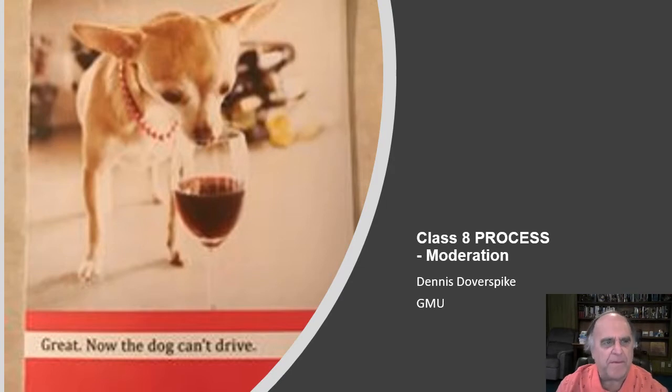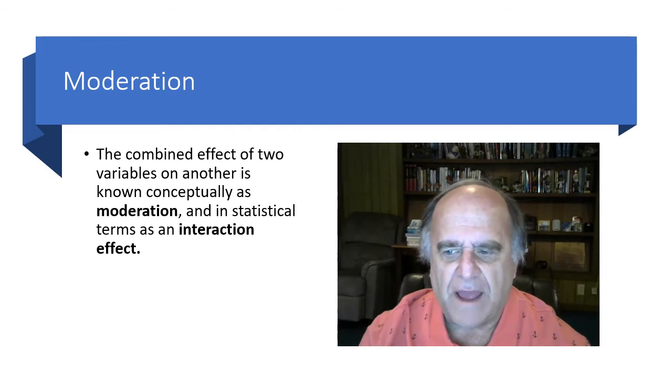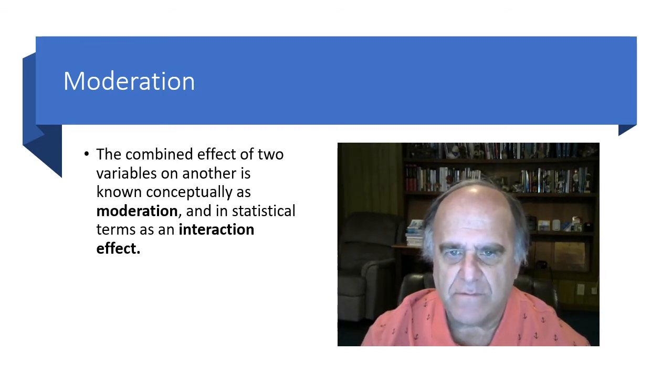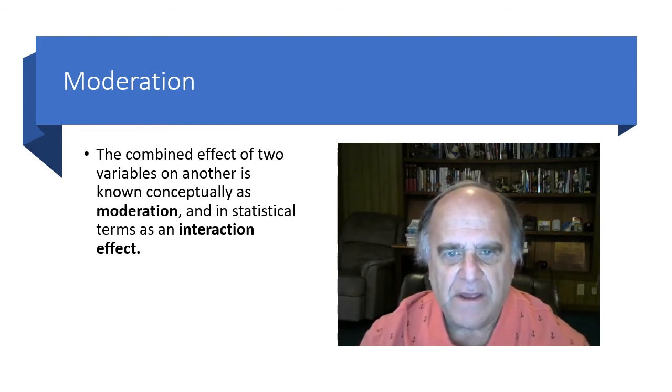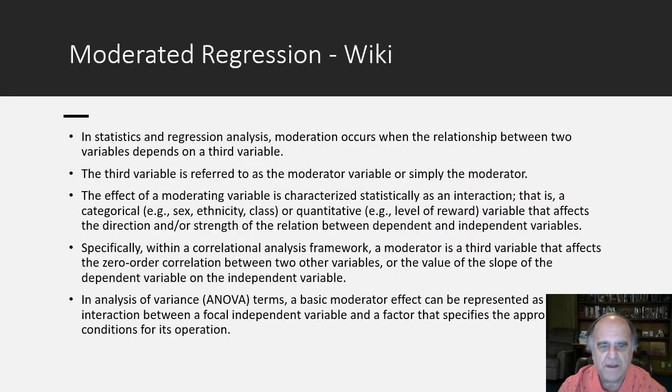Again, you probably remember from last class our definition of moderation. Moderation is the combined effect of two variables on another. It's known conceptually as moderation, and in statistical terms as an interaction effect. And then here was our definition from Wiki. Again, I'm not going to read through this all again. I've read through it before. If you want to read through it again, you can stop the video and read through it.